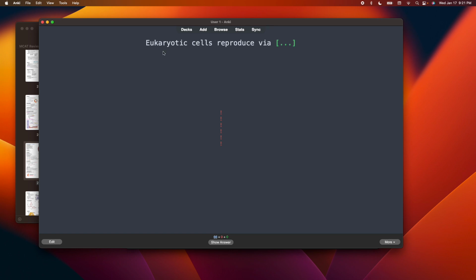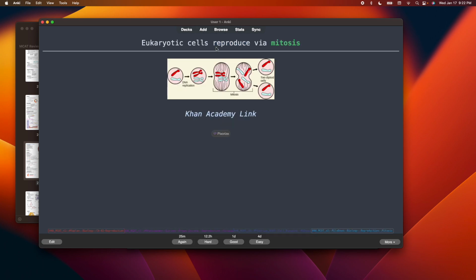Let's start. Eukaryotic cells reproduce via... So when it comes to reproduction, are we talking about sexual reproduction or asexual? Because with asexual it's mitosis, with sexual it's meiosis. So we are talking here about mitosis, asexual reproduction. So we have DNA replication.